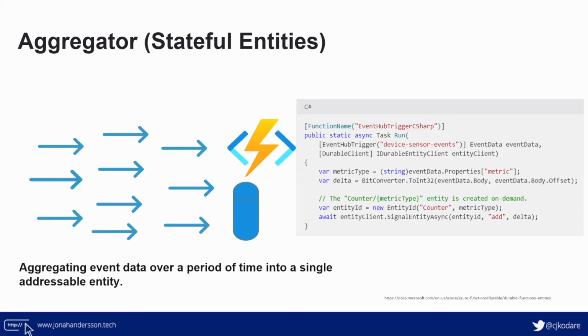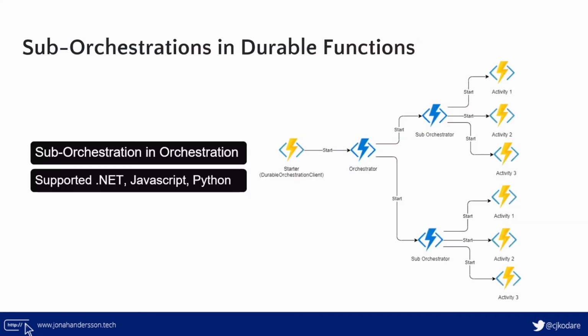And the next pattern is the aggregator pattern, or stateful entities, which is used for aggregating data, like event data over a period of time. That data can be coming from different sources, and it can come at any time. This is also a powerful pattern in Durable Functions that I won't dive deeper into, but if you're interested, there's documentation for durable entities, and this is widely used in .NET. I'm not sure if it's supported in all languages yet.